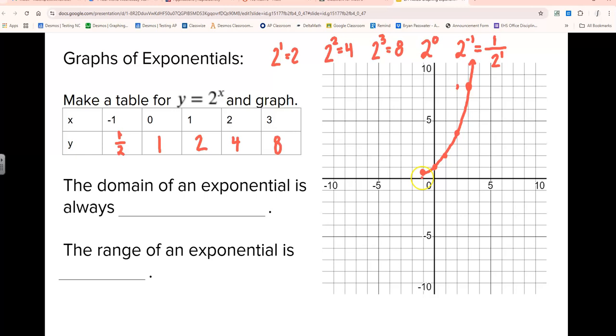It doesn't stop right here. I could plug in -2, -3, -4, -5. What's going to happen? Is it going to cross the x-axis? What do you guys think? What happens? Somebody do 2 to the -5 for me. Do it in Desmos. Tell me what you're getting.